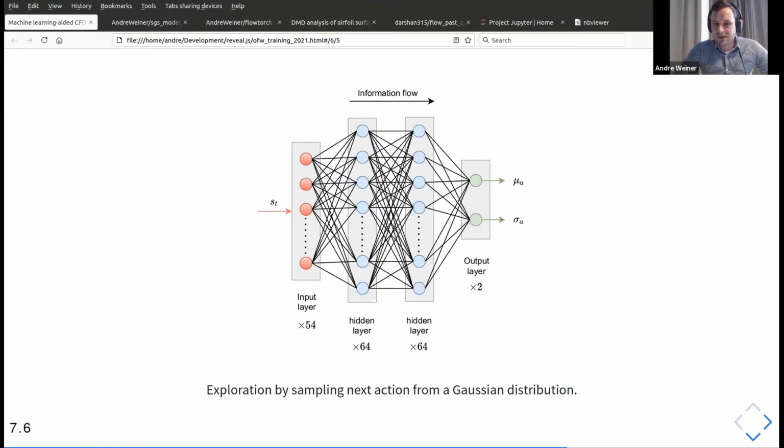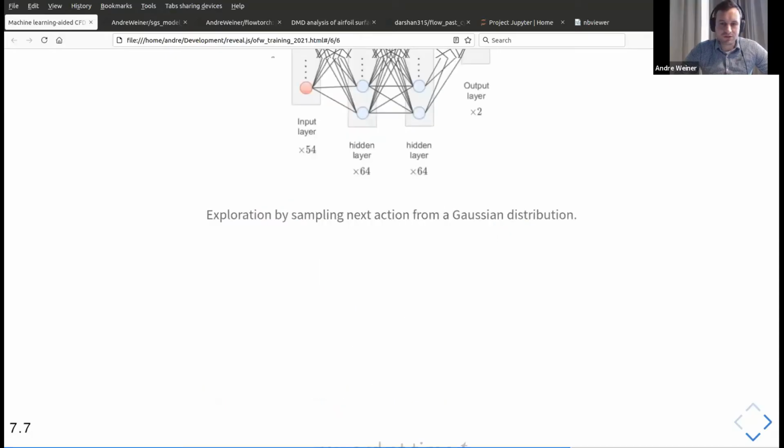So to predict the angular velocity for the next time step, we sample a random angular velocity from a Gaussian distribution, at least during the training phase. And this is how, by iteratively interacting with the environment, the reinforcement learning algorithm learns to control the environment to reduce drag and lift.